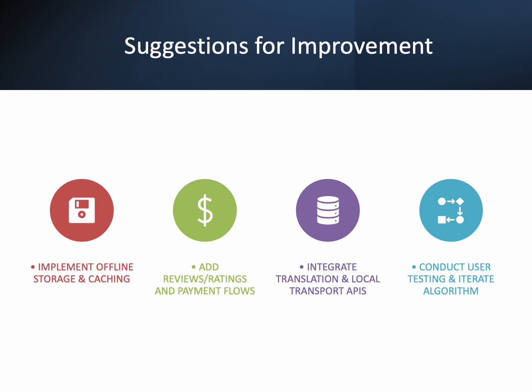And then, yeah, some of the improvements for the app to elevate it further would be implementing caching, like offline and online support and everything, like a live backend and reviews and payments. And an interesting one would be translation and local transit APIs, real-time translation and public transport recommendations, and then comprehensive error handling, user testing, and algorithm tuning.